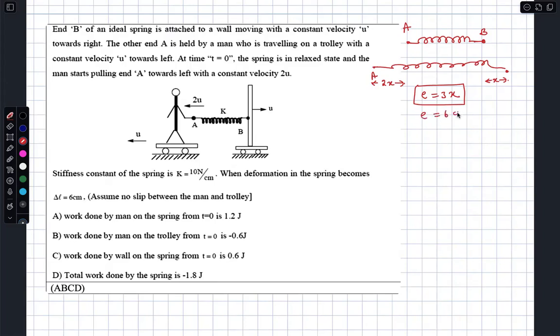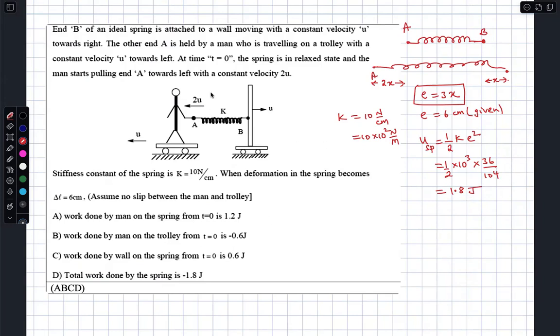Elongation is 3x, and that elongation you have been given as 6 centimeters. K is also given, 10 newton per centimeter, which is 10 into 10 square newton per meter. So what is the energy stored in the spring? The energy stored in the spring is half K e square, half of 10 cube times e square, 36 by 10 power 4. This is 1.8 joules.